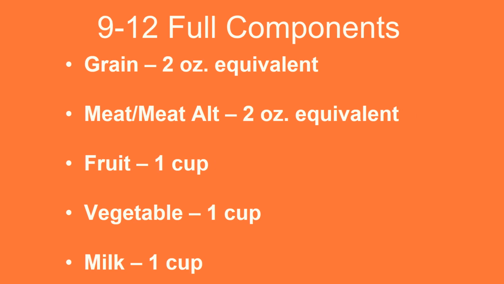In 9 to 12 full components, the grain is a 2-ounce equivalent. Meat or meat alternative is a 2-ounce equivalent. 1 cup of fruit, 1 cup of vegetables, 1 cup of milk.